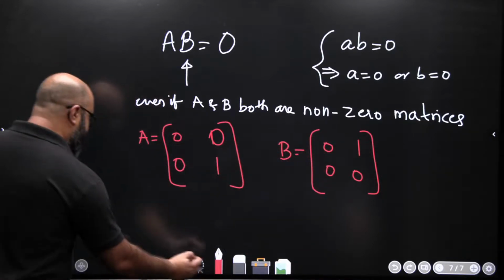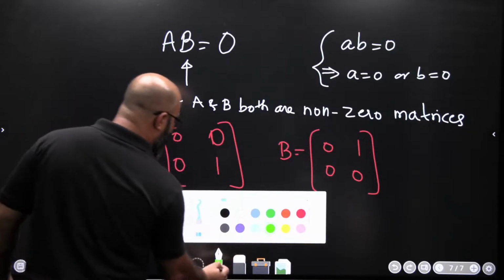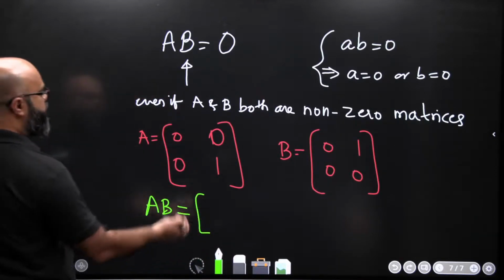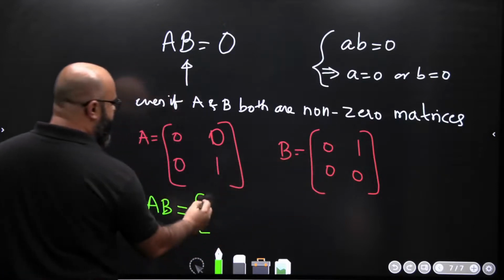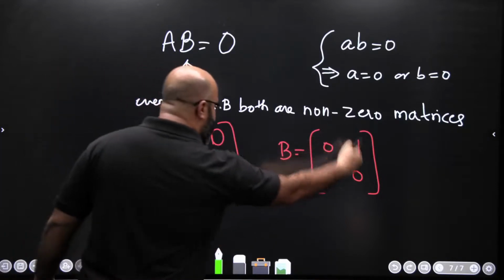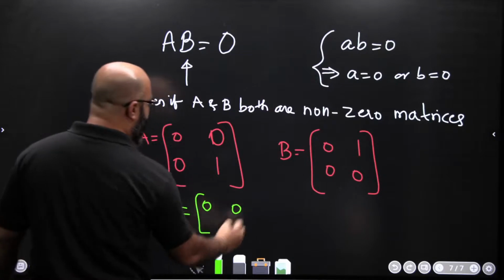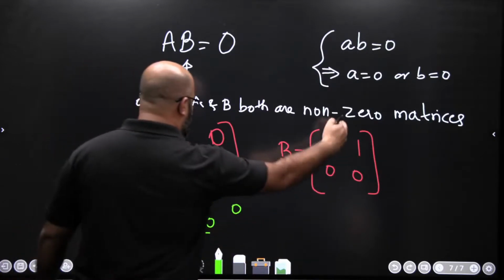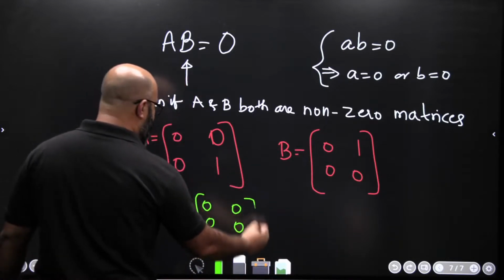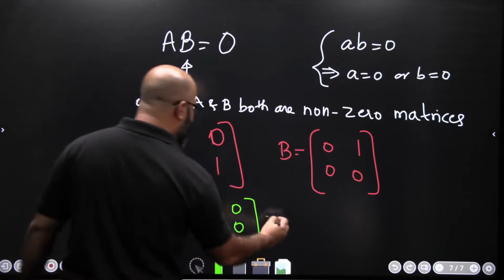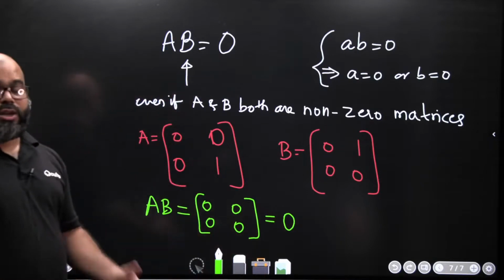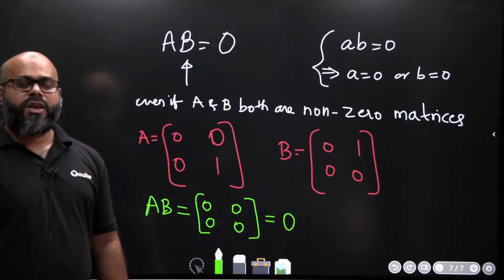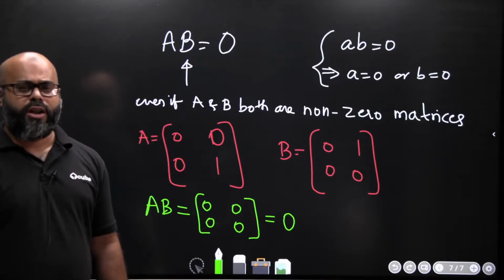Now let us multiply them, A into B. When we multiply A into B, what will happen? A pre-multiplied with B. So first row with first column you will get 0. Then first row with second column you will get 0 again. Second row with first column you will get 0. Second row with second column you will get 0. So here you have to see that A into B is a null matrix, though none of them was a null matrix. So it may be possible that the product of two matrices is a null matrix even if both the matrices are non-null matrices.